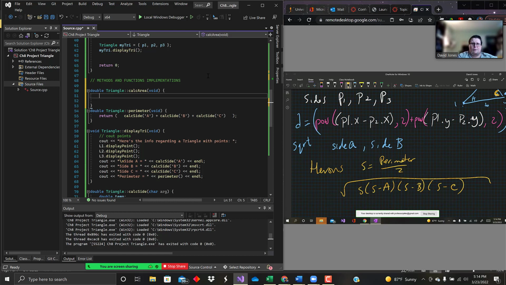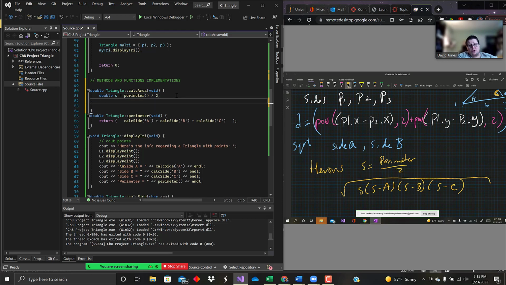Let's see. I'm going to make a temporary variable for S. Double S equals perimeter. And since I'm in a method, I don't need to put it in its method of the triangle. I just need to tell it's a method by putting parentheses, divided by 2. And we're going to return the square root. So let me make this kind of big. We start off with S times S minus A times S minus B times S minus C.